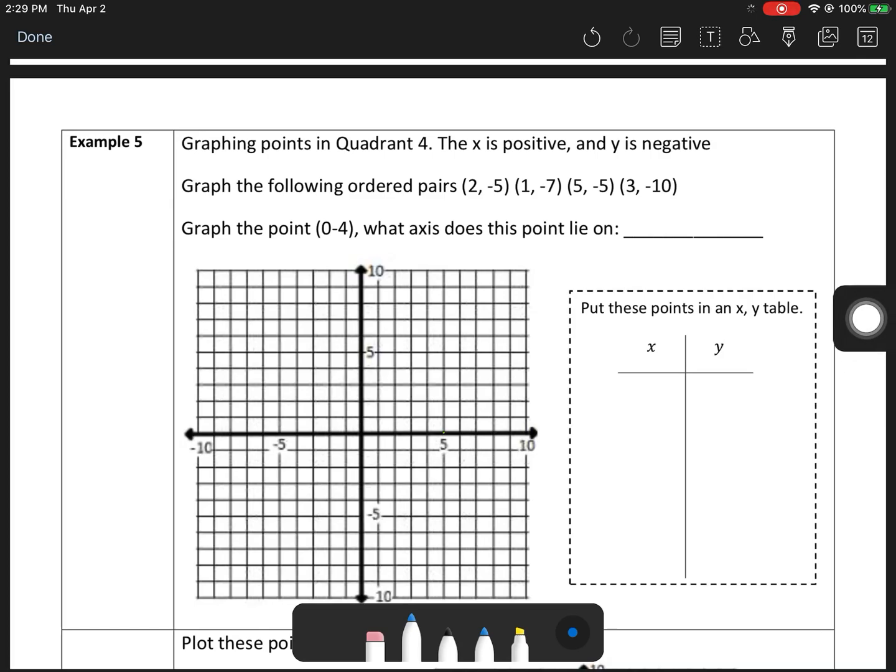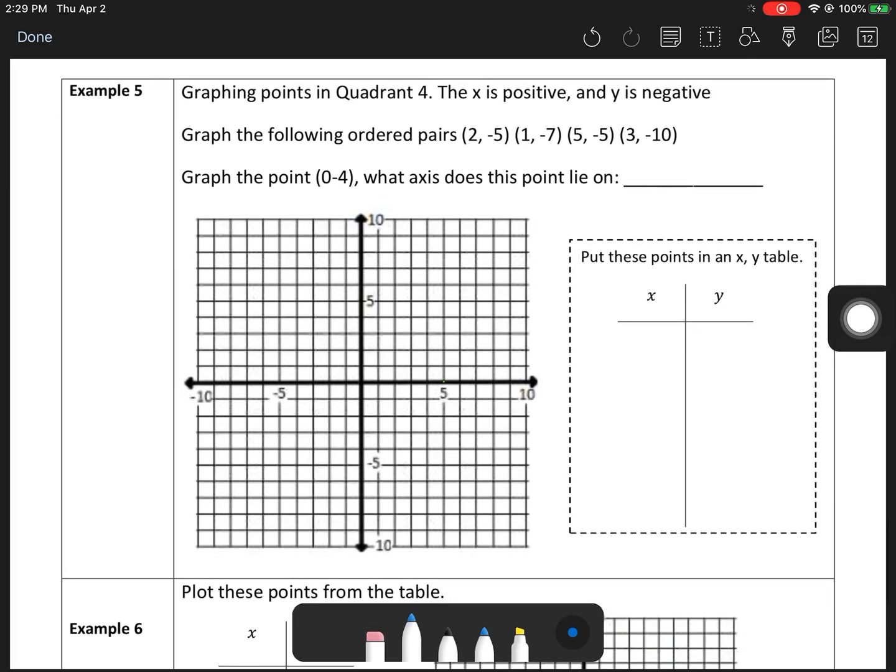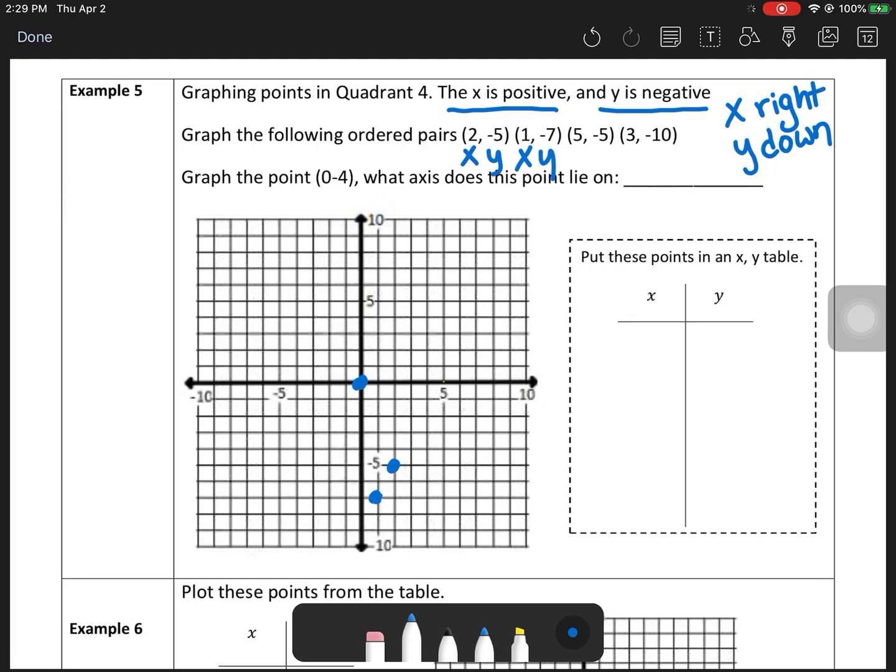Now we're going to do quadrant 4. Quadrant 4, the x is positive and the y is negative. The x is going to go to the right because it's positive, and the y is going to go down because it's negative. So the point 2, -5, we're going to go 2 to the right and 5 down. So start at the origin, 2 to the right and 5 down. Then we're going to do the next point, 1 to the right and 7 down.